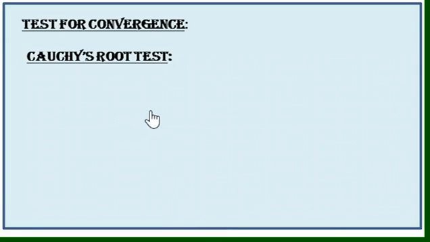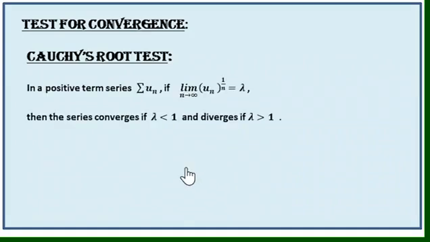Cauchy's root test, or simply known as the root test, states that in a positive term series summation un, if the limit of un power 1 by n as n tends to infinity is equal to lambda, then the series converges if lambda is less than 1 and diverges if lambda is greater than 1. That is, given a positive term series summation un, we first find the nth root of un, that is, we find un power 1 by n, and apply the limit to this, that is, find the limit of un power 1 by n as n tends to infinity.